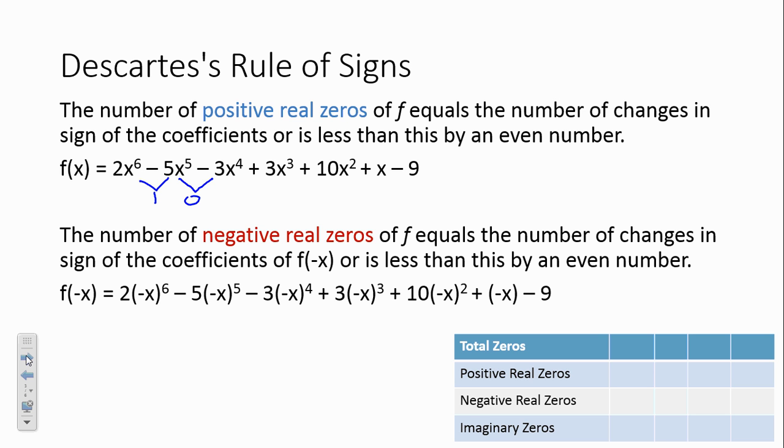Okay? How about negative 3x to the 4th to positive 3x cubed? Yes, there's a sign change. What about positive 3x cubed to positive 10x squared? Is that a sign change? Nope. How about positive 10x squared to a positive 1x? Nope. How about positive 1x to a negative 9? Yes. So how many sign changes did we have altogether? 3. So we have a possibility of 3 positive zeros.